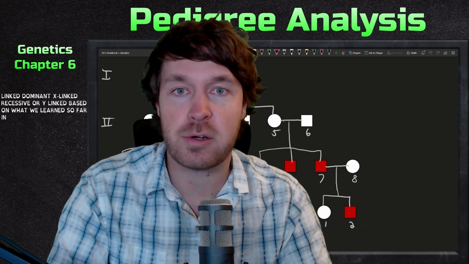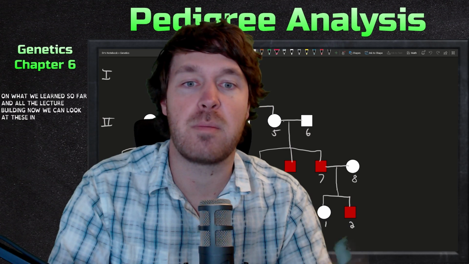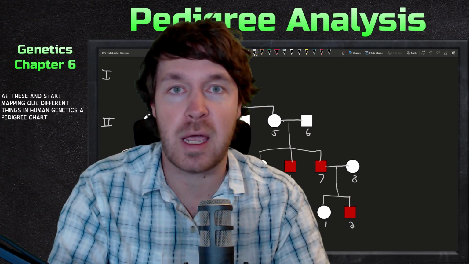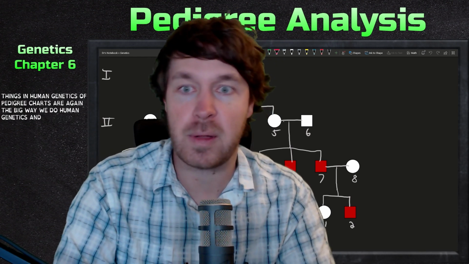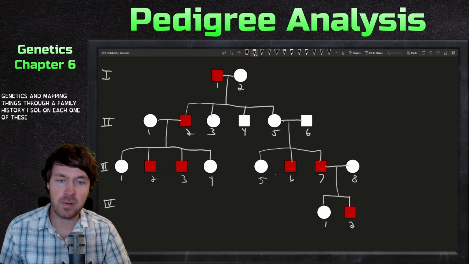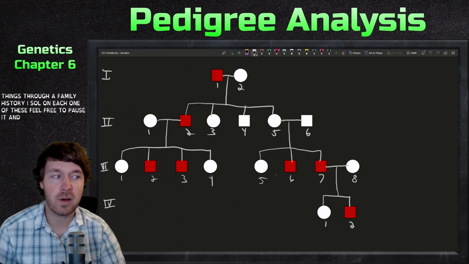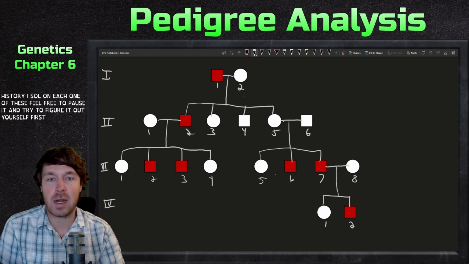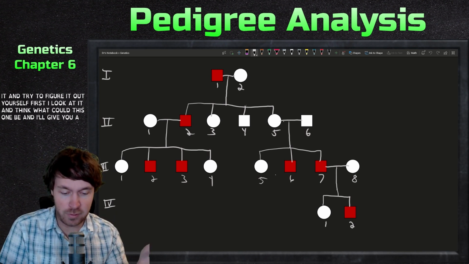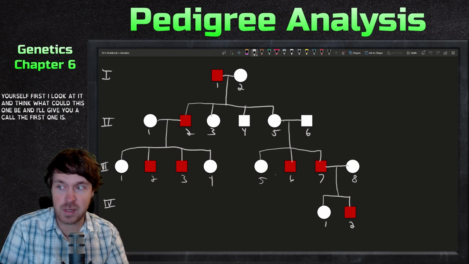Based on what we learned so far in all the lectures building up to now, we can look at these and start mapping out different things in human genetics. Pedigree charts are, again, the big way we do human genetics and mapping things through a family history. On each one of these, feel free to pause it and try to figure it out yourself first. Look at it and think, what could this one be? The first one is one of the harder ones.